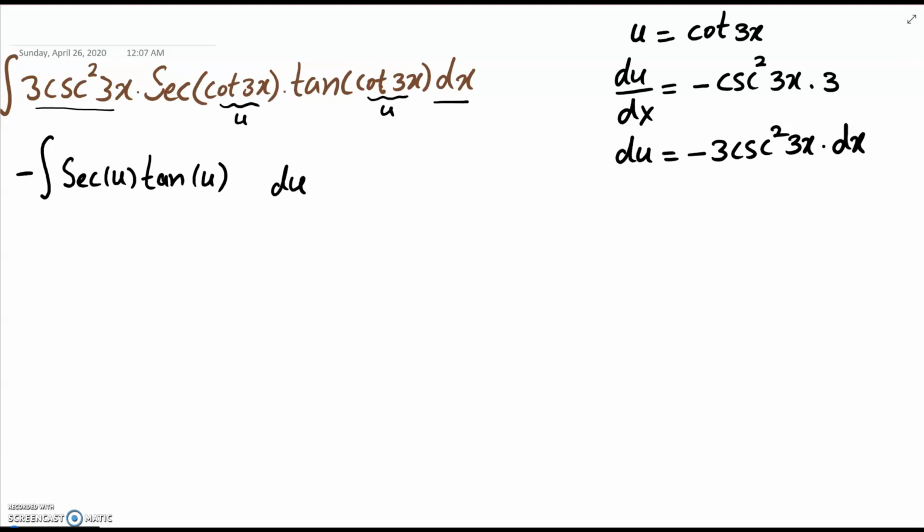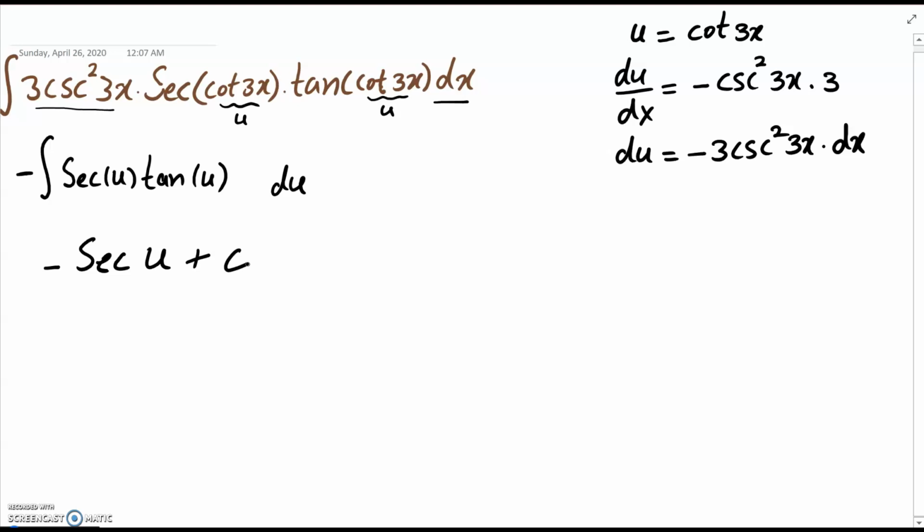Alright, now what do you have? Secant u, tan u, and we have a rule for this one. So we will apply the rule, and the integration of secant u tan u is going to be negative secant u, but this negative is because of this outside. This negative is not included in the rule. Okay, so remember this one, and then don't forget plus c.